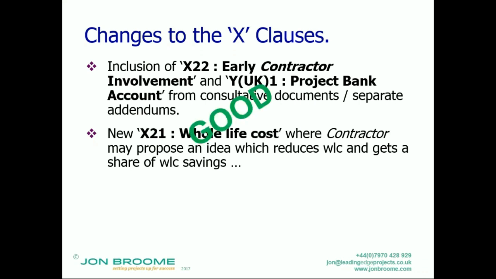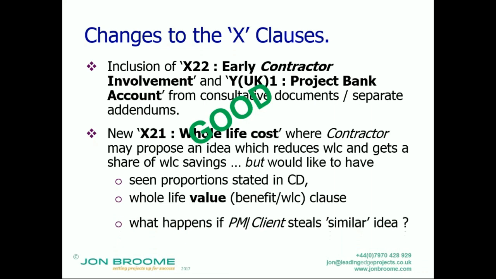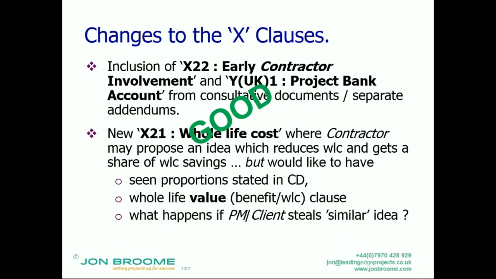Having said that, and all this is good, I like this, like the previous slide, it's good. Having said that, with the whole life cost savings, I would like to have seen the proportion stated in the contract data. So at the moment, the contractor says, I've come up with an idea, please give me 30% of that. I would actually like to have seen it as a whole life value clause. So you could say value is benefit over whole life costs.